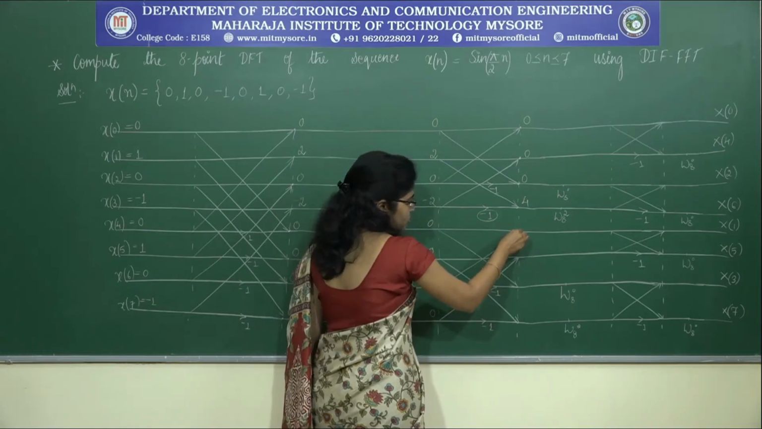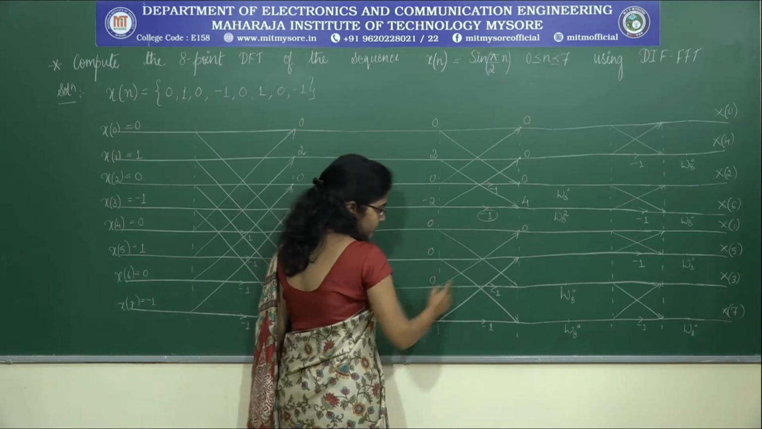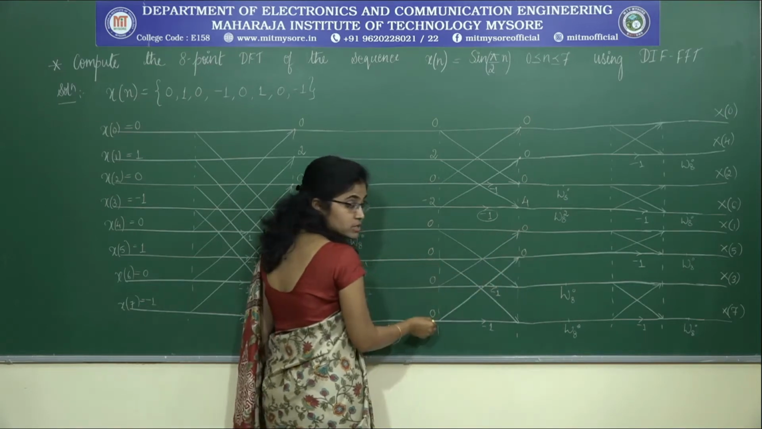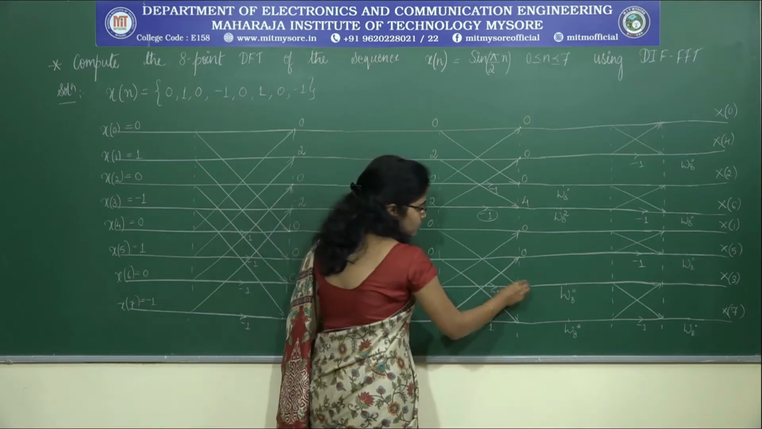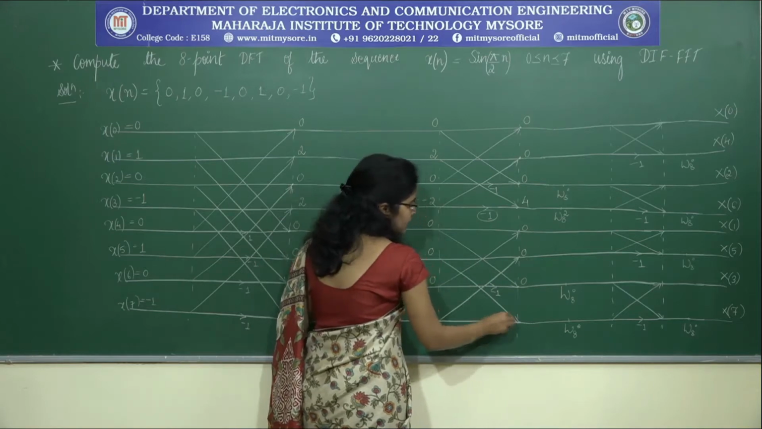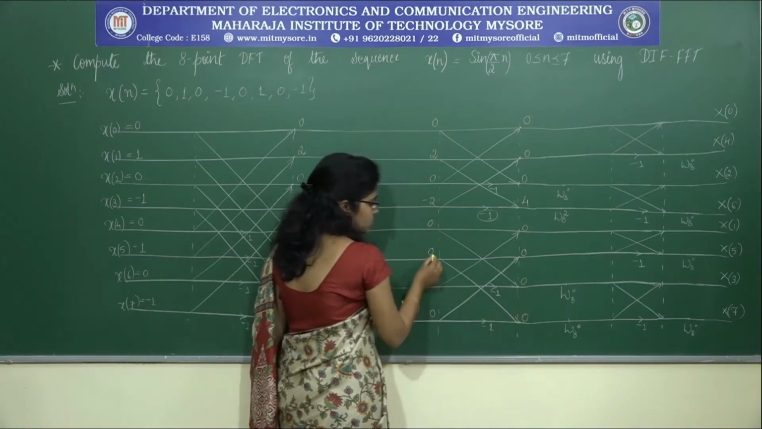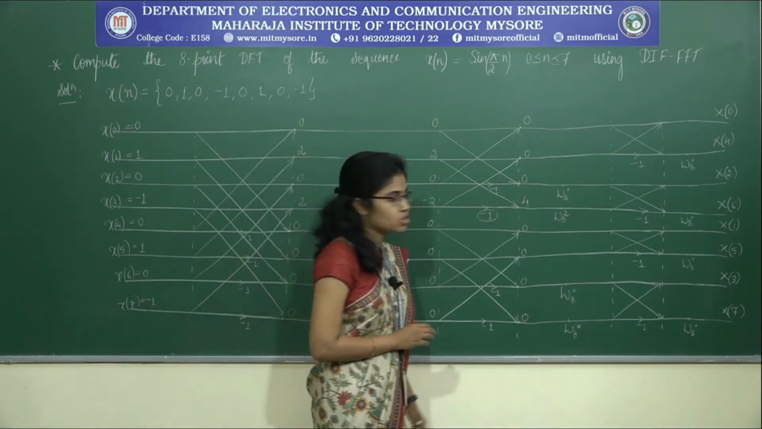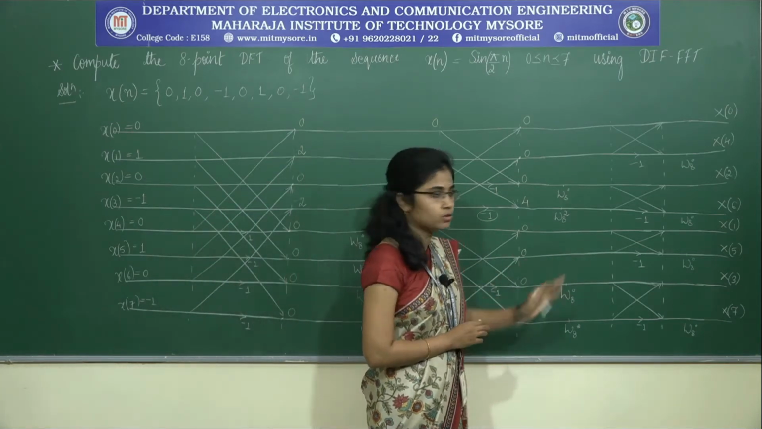So what will be the values here? It will be 0, why? Both the branches are giving 0. Here also the output is 0, why? The inputs are 0. Similarly at this point the output is 0 because the inputs are 0. Again at this point the output will be 0 since the inputs are 0. So now we got the output of second stage. Now let us try to give input to third stage.